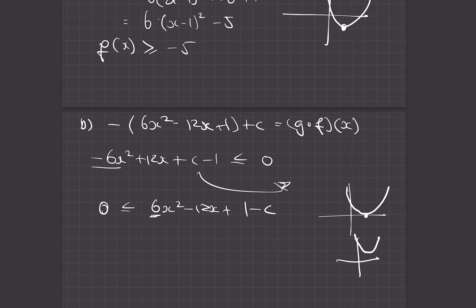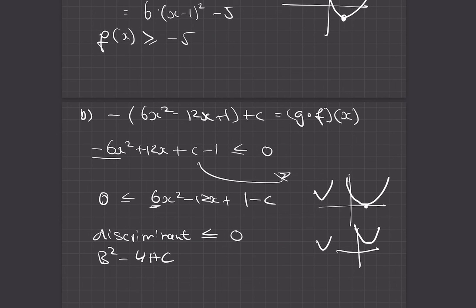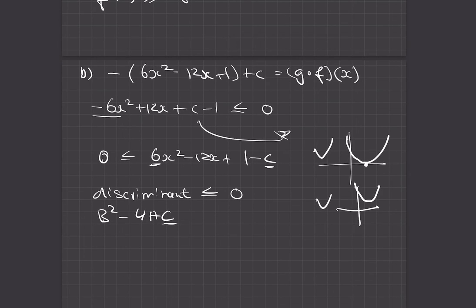That means the discriminant is less than or equal to 0, right? Because if it's equal to 0, then we have one solution, which is valid. And if it's less than 0, we have no solutions, which is also valid. So what's the discriminant? Well, the discriminant is b squared minus 4ac, right? Where b is the coefficient of the x term, a is the coefficient of the x squared term, and c is the constant term. Remember, notice how I've used capital letters, because I don't want to confuse this c with this c, because they're different. We want this less than or equal to 0.